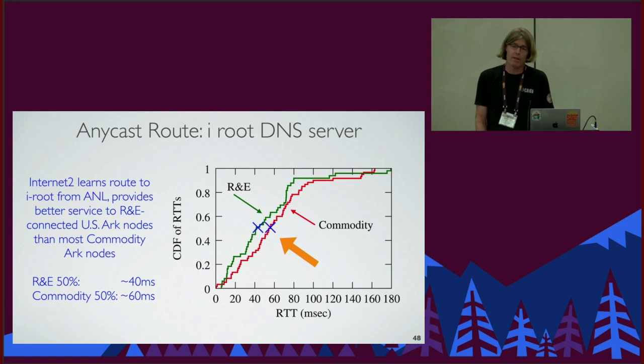So in this case, the I-root DNS server is in Internet2's routing table, and for the US at least, we're only focusing on the US nodes in this graph, but if these routes are being accepted in Europe, and Europe are following them, then they're going to see something quite a bit different, like the next graph I'm going to show you, where the R&E path is good, 40 milliseconds, the median compared to 60 milliseconds for commodity.